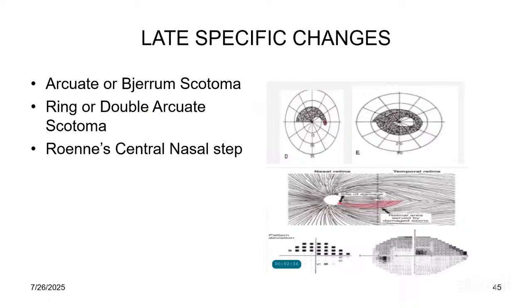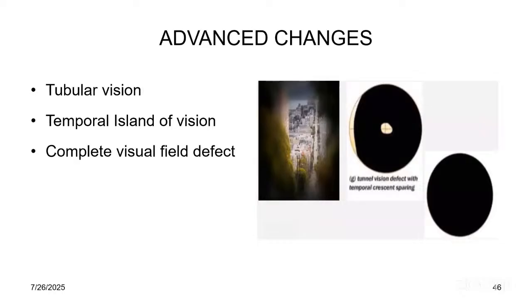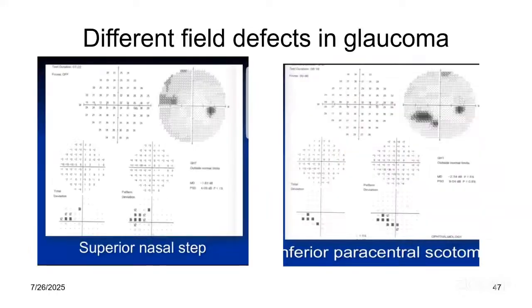And then the late specific changes include the arcuate or Bjerrum scotoma, ring or double arcuate scotoma. And then we have the running nasal and central nasal step, which is just this step that is seen nasally. It happens because there's asymmetric defect between the superior and the inferior arcuate fibers. And then for advanced changes, we have the tubular vision, the temporal island of vision, which can be seen here, and then the complete visual defect, where there's no light perception in this patient. So these are some of the visual field defects in glaucoma. These are just some examples.